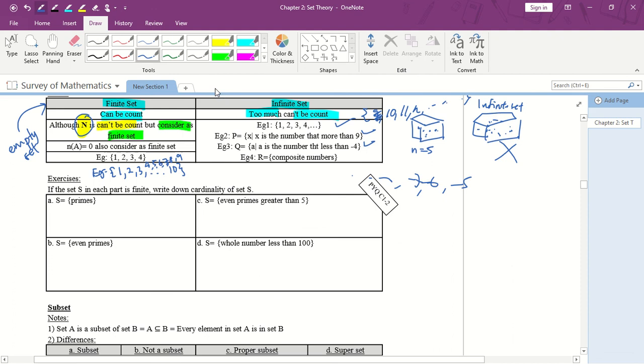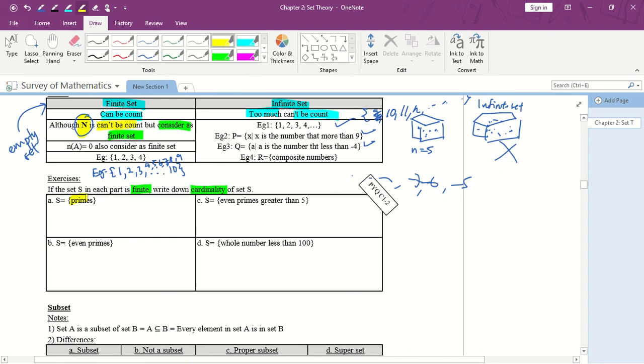Okay, let's look at the questions here. Exercise: if the set S in each part is finite, write down the cardinality of the set S. Of course, you know, right? If it is finite, most probably you know the cardinality. You can count, right? So you can say n is equal to how much. But if it's infinite, you cannot count, so it doesn't have a cardinality. So let's look at the questions.